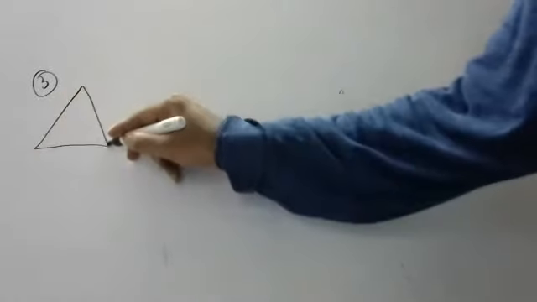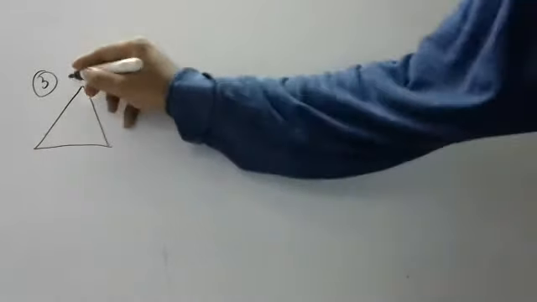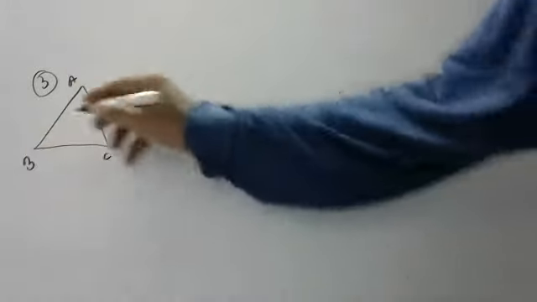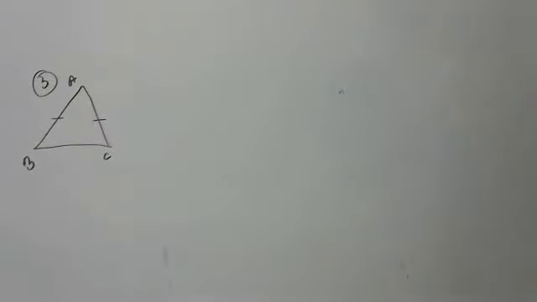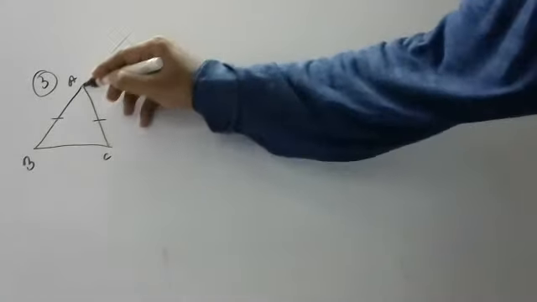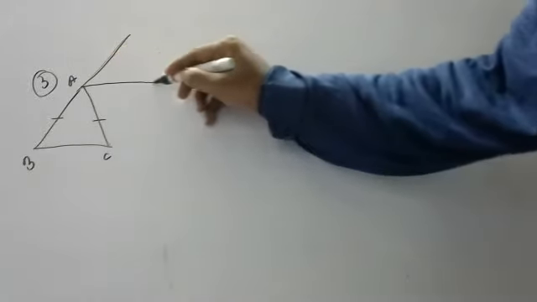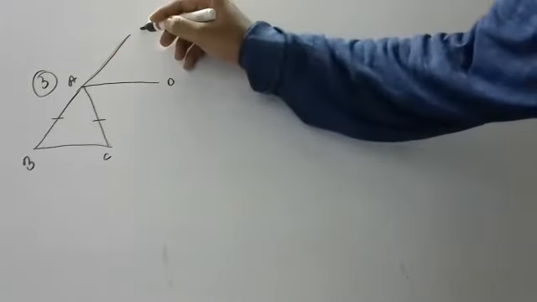In the third example, they said that ABC is an isosceles triangle, in which AB is equal to AC. Okay, children. He said AB is equal to AC, and AD bisects the exterior angle PAC. AD is the angle bisector, children. This is an exterior angle. AD is a bisector, children. Please see here.